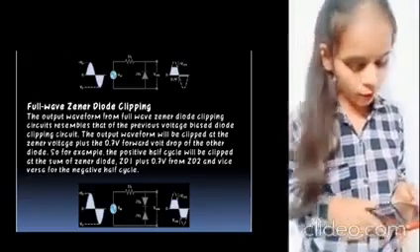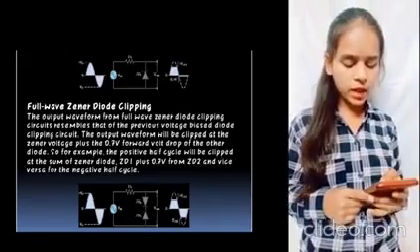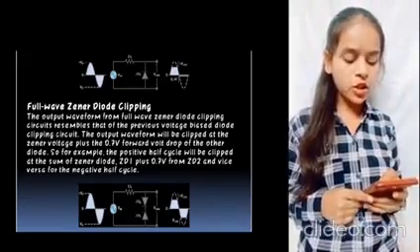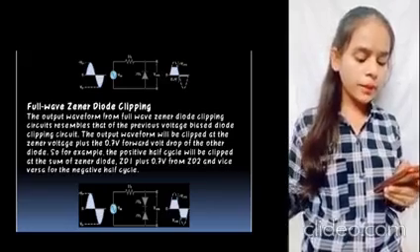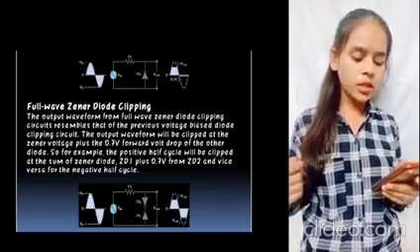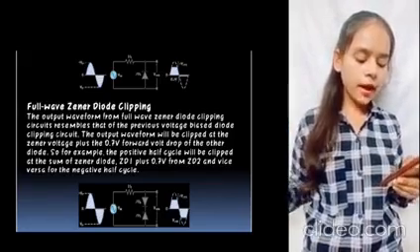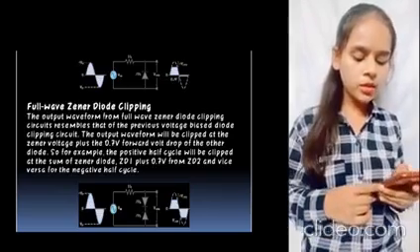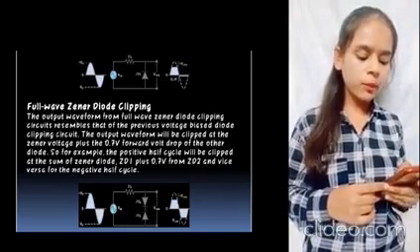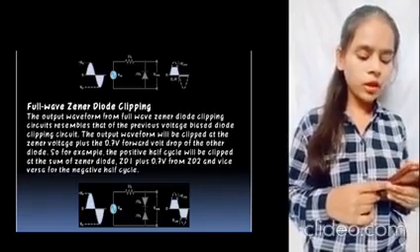Full wave Zener diode clipping. The output waveform of the full wave Zener diode clipping circuit: remember that with the previous voltage biased clipping circuit, the output waveform will be clipped at the Zener diode voltage plus 0.7 V forward voltage of the other diode. For example, the positive half cycle will be clipped at the sum of Zener diode ZD1 plus 0.7 V from ZD2, and vice versa for the negative half cycle.